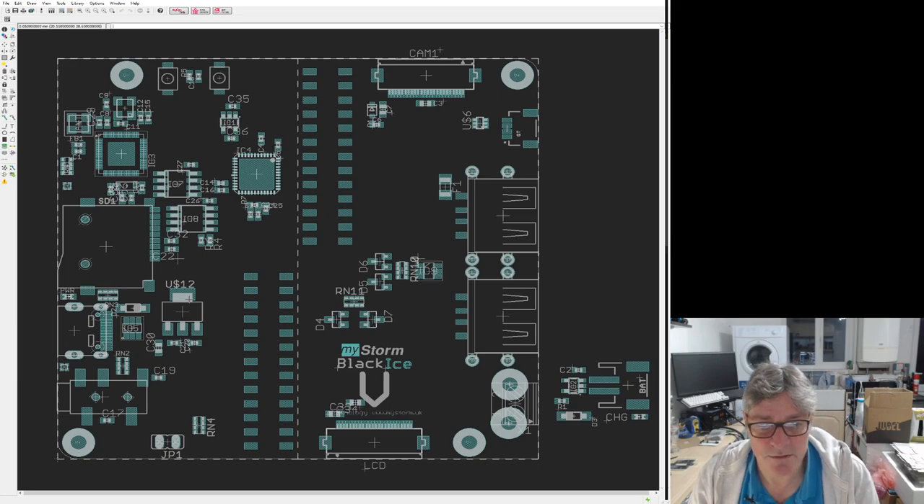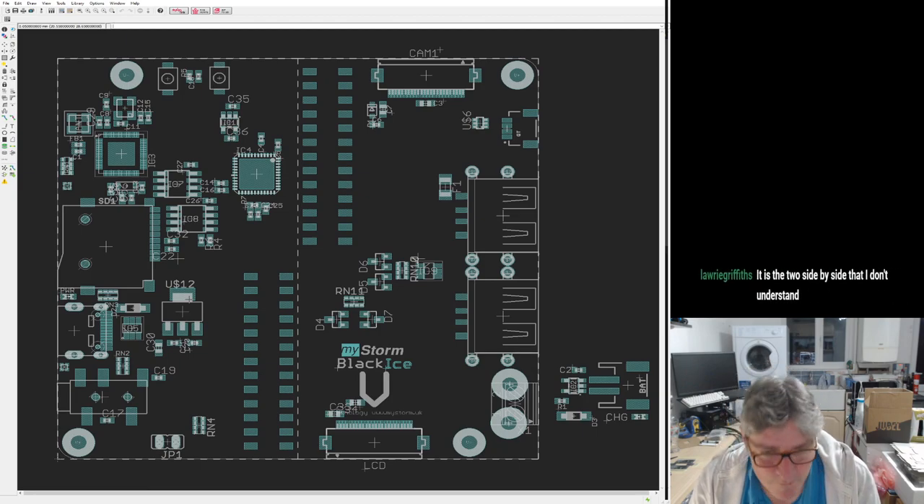So it depends what you want to do, really. You could do two tiles or you could do one big board. Not quite sure what you're thinking, Laurie, but you've got the choices. It's the two side by side that I don't understand.